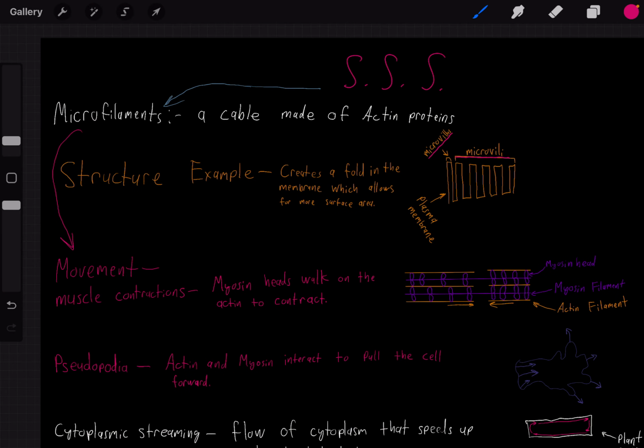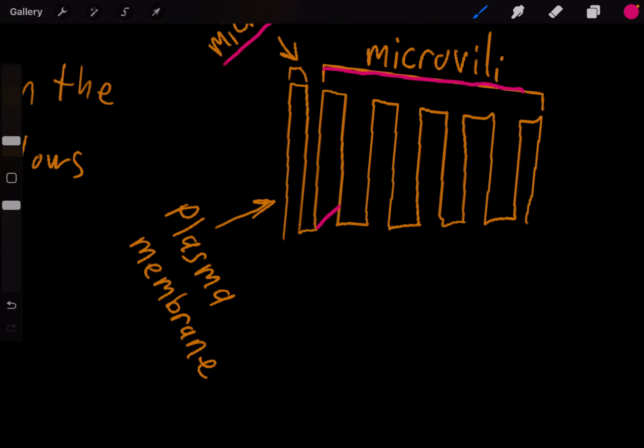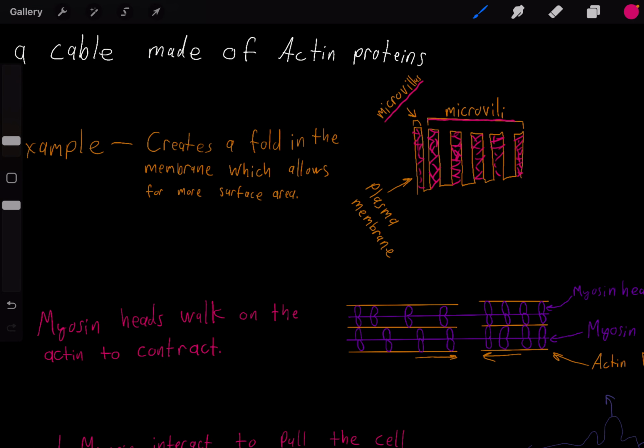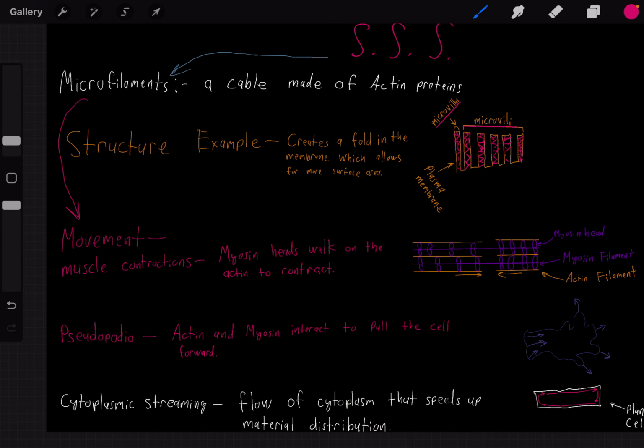The actin proteins help hold the microvilli by creating these structures here, just holding these together, like a bridge holding this up. So these lines would be holding those together, and there's a lot of them. That is a structural example of a microfilament.